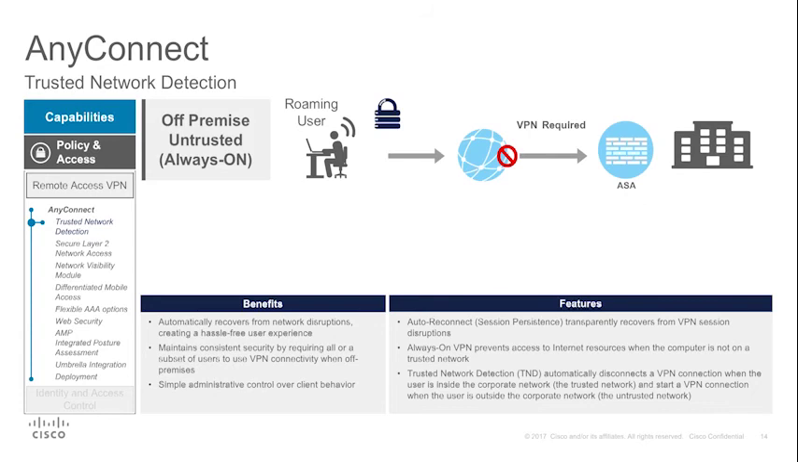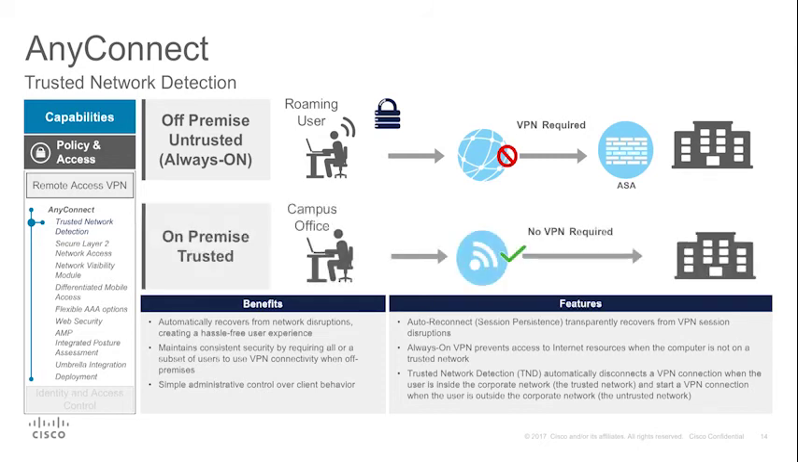Always-on VPN leverages a trusted DNS domain or server and requires a valid server certificate configured on the ASA. Otherwise, it fails and logs an event indicating the certificate as invalid. It also requires a host to be defined in the server list of the profile and maintains a consistent security by requiring all or a subset of users to use VPN connectivity when off-premises. The trusted network detection ensures that trust network configuration cannot be spoofed.